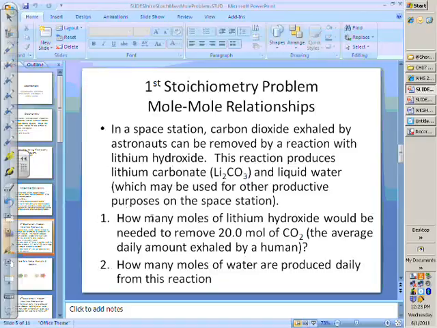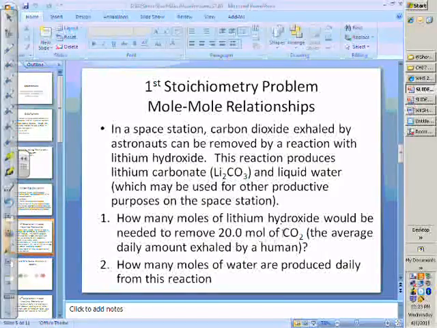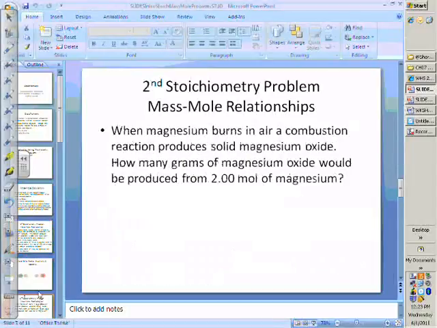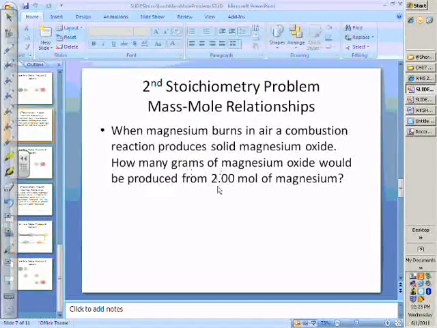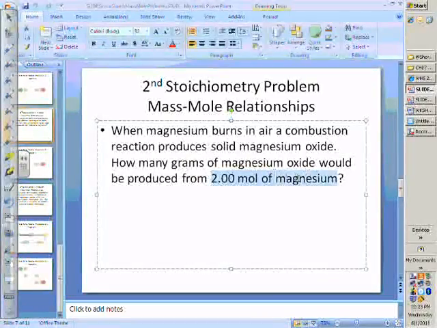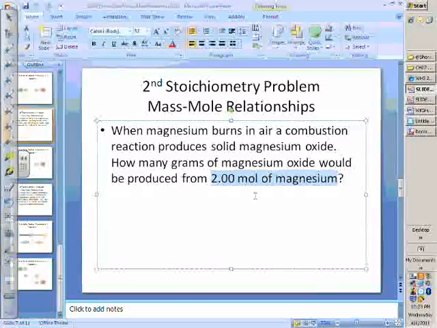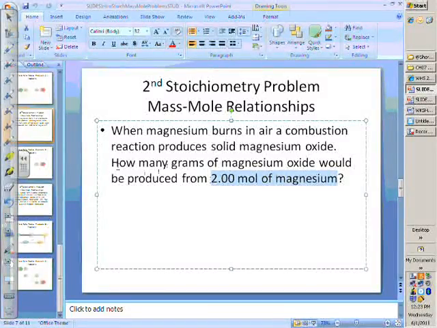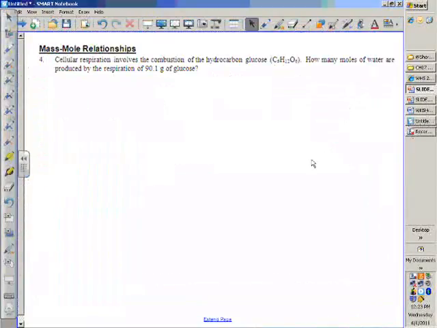If I give you information in moles, all you need to do is the mole ratio to convert it into moles of something else. But yesterday, we introduced a problem where we started off with something in moles, 2 moles of magnesium, but the question was asking us for something in grams. So we had to go one extra step to get where we wanted to go. With that being said, let's take a look at number 4 on that worksheet.